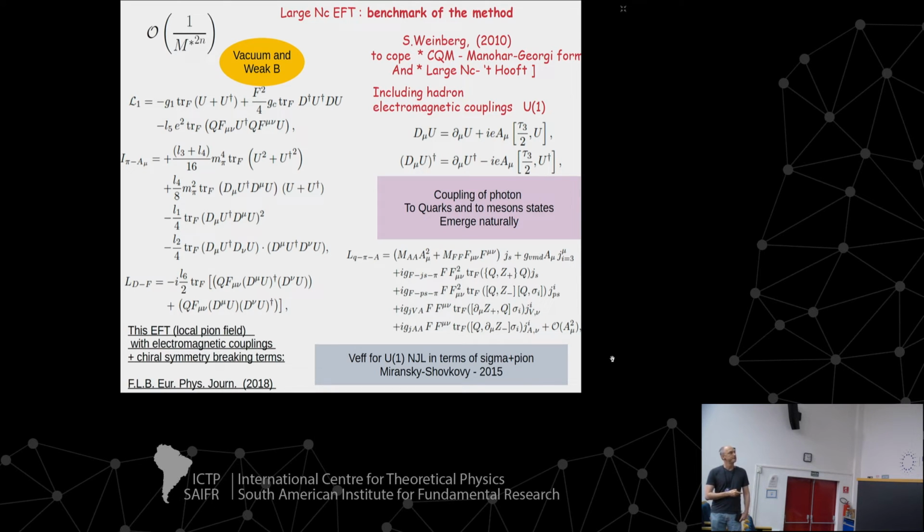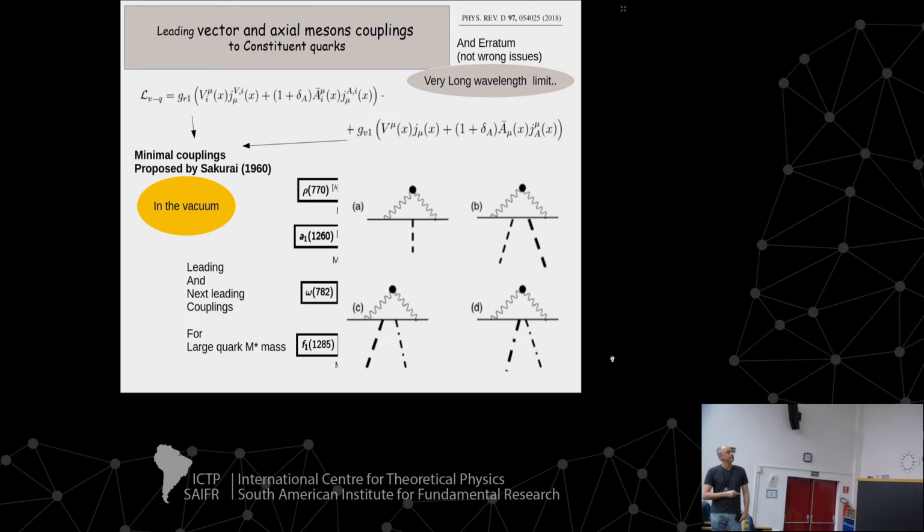So this is a sort of benchmark of the method. Now, for the vector meson sector, these are the leading couplings of the vector and axial mesons to the constituent quark vector current and axial current. There is an ambiguity in dealing with the Fermi determinant. So here I show the results in which the vector meson coupling is different from the axial meson coupling to the axial current.